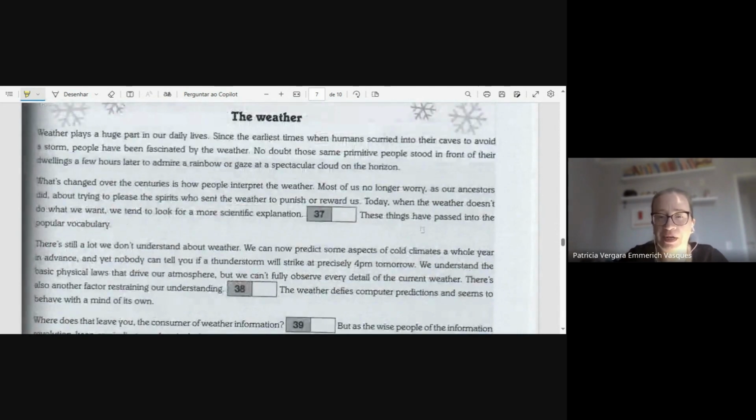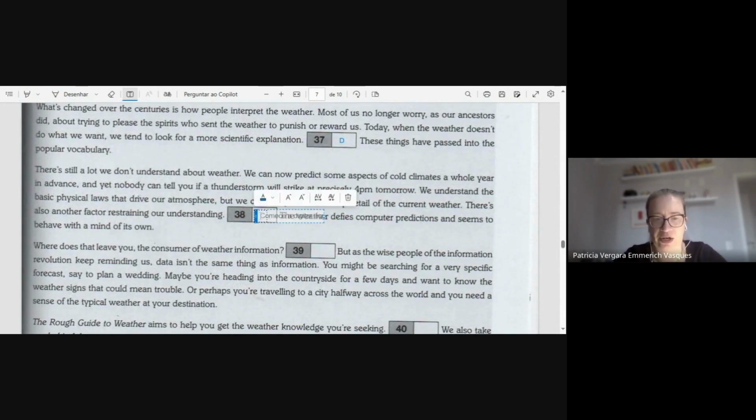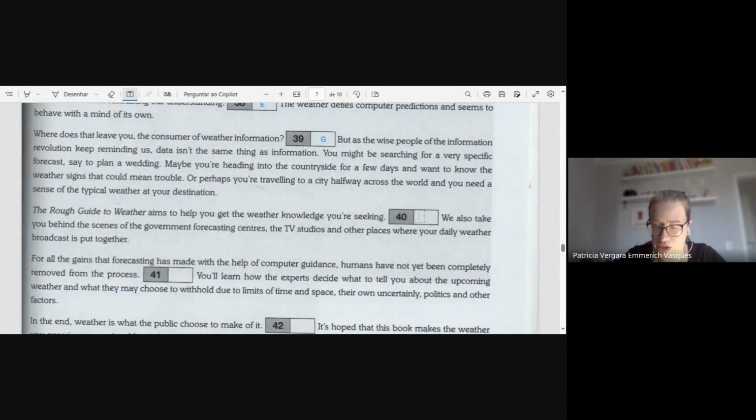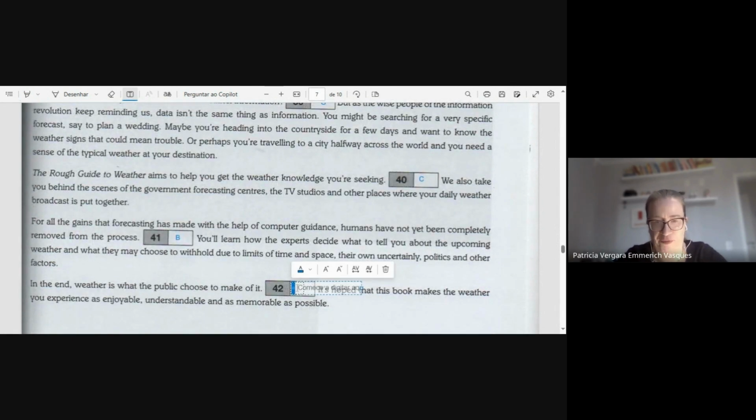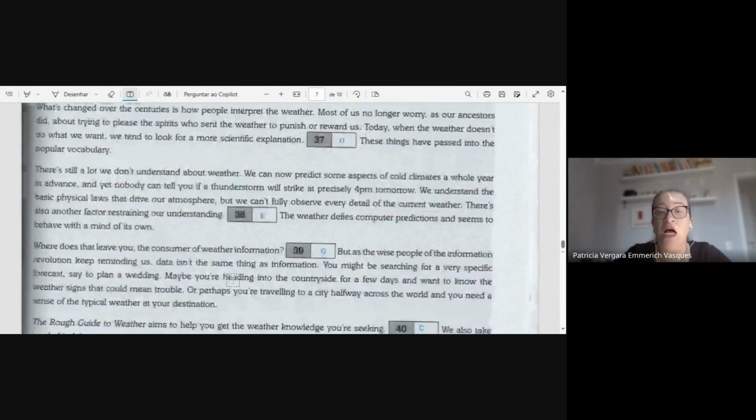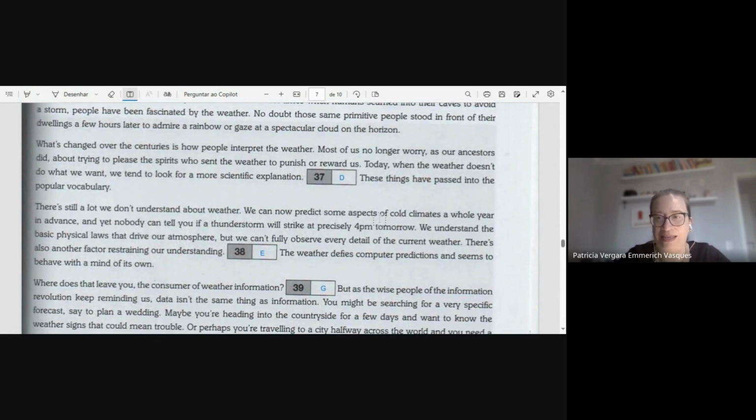So for number 37 here, the correct option was letter D. Okay, I will give all the answers and then we analyze. For 38, it was letter E. For 39, letter G. For 40, letter C. 41, B. And 42, F. All right. Let's see now why these are the answers.